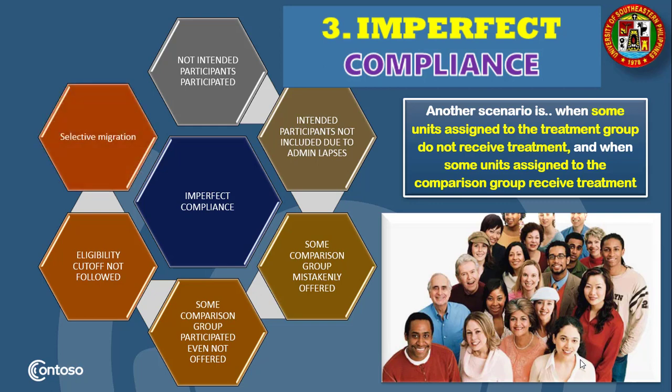The next is the program is assigned based on continuous eligibility index, but the eligibility cutoff is not strictly enforced. And lastly, the selective migration. It will take place based on treatment status. For example, the evaluation may compare outcomes for treated and untreated municipalities, but individuals may choose to move to another municipality if they do not like the treatment status of their municipality.